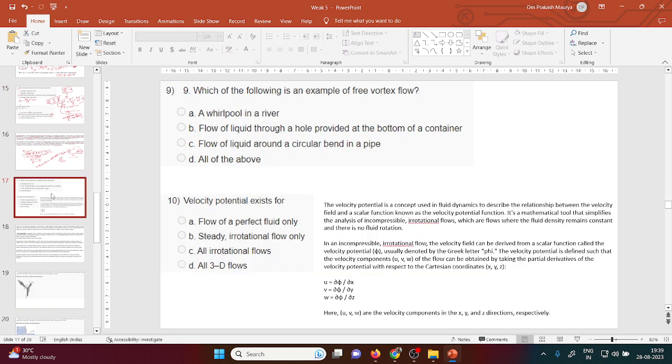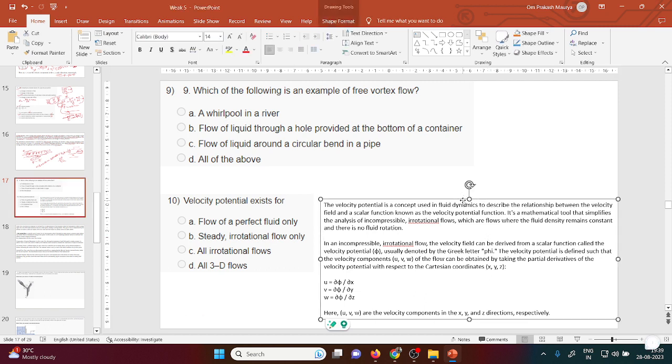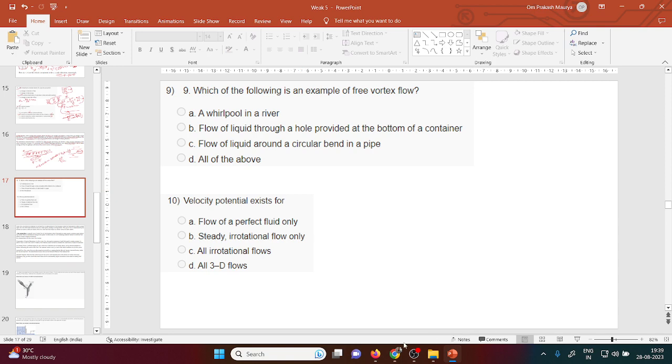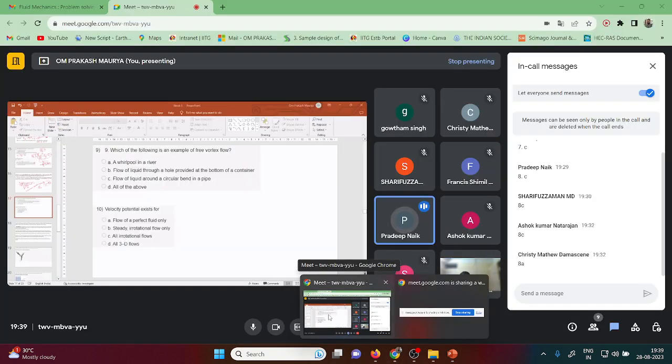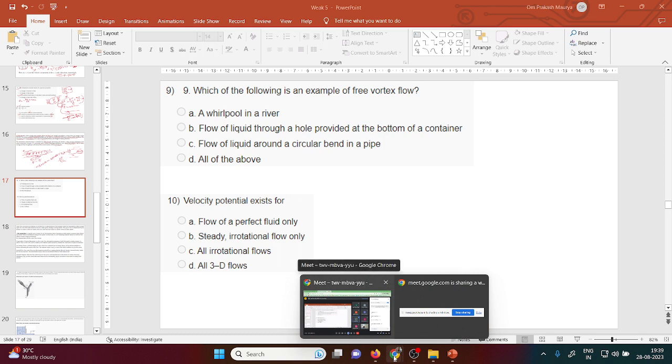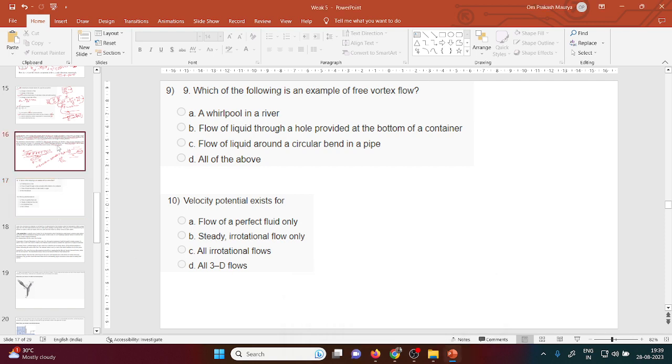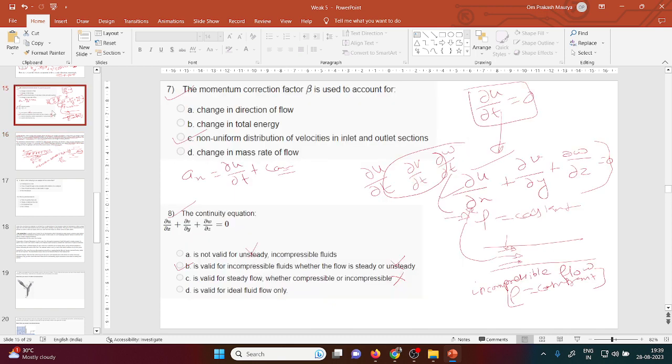Now we'll move on to question number 9. Is the incompressible word incorrectly mentioned here? Which one? In number 8, compressible or incompressible is there. So the incompressible word should not be there, I think. The unsteady word should not be there in this. Yes, yes. Some typing mistake, maybe, sometimes.